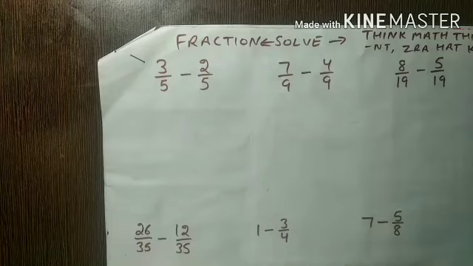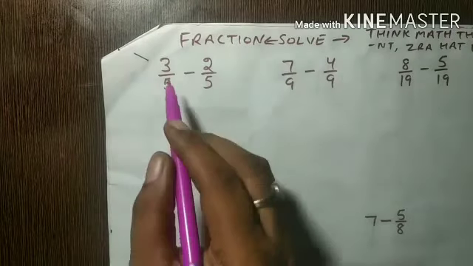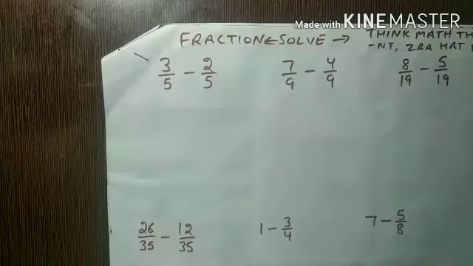Dear student, in this video we are going to learn the subtraction of like fractions. Okay student, like fractions are those fractions where the denominator is the same. So you can see all the fractions which are written here are like fractions. Okay student, let us start. Now 3 by 5 minus 2 by 5.